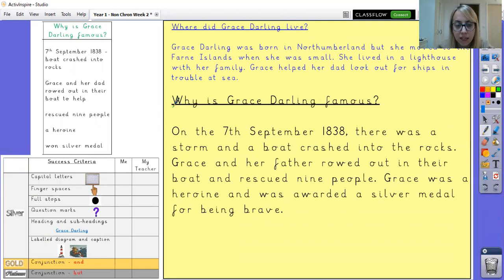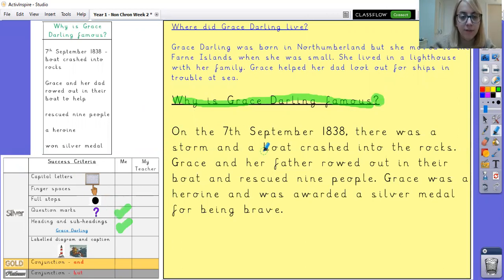I have included a subheading, haven't I, year ones? Oh, Miss Norman, that was not very good, was it? Let me use the highlighter tool instead. Hopefully that will be easier. Why is Grace Darling famous? I have got my subheading. Fantastic. I'm going to give myself a tick. Okay, now my subheading has been written as a question. So did I include my question mark? Oh, yes, I did. Fantastic.